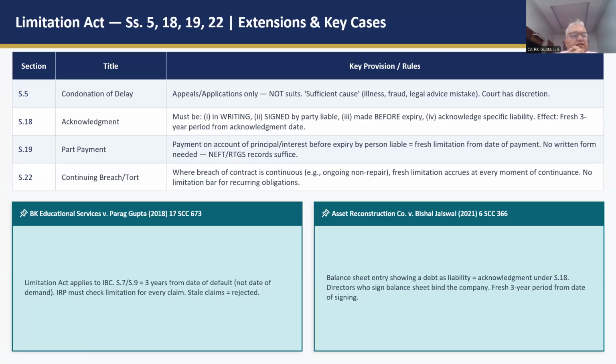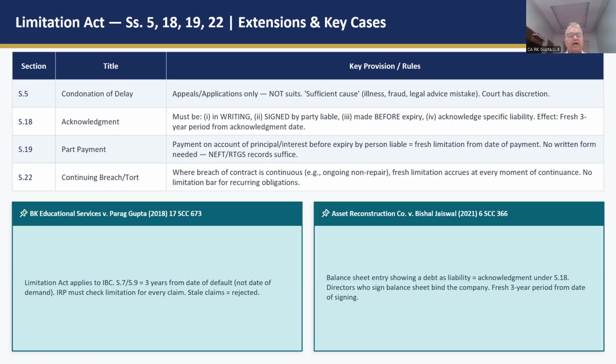Section 18 talks of acknowledgement, and it says the period of limitation starts again from the date of acknowledgement, but it must be in writing. It must be signed by the party liable. It should be made before expiry, and it should be an acknowledgement of that specific liability. So the effect of acknowledgement is that a fresh 3-year period starts from the date of acknowledgement.